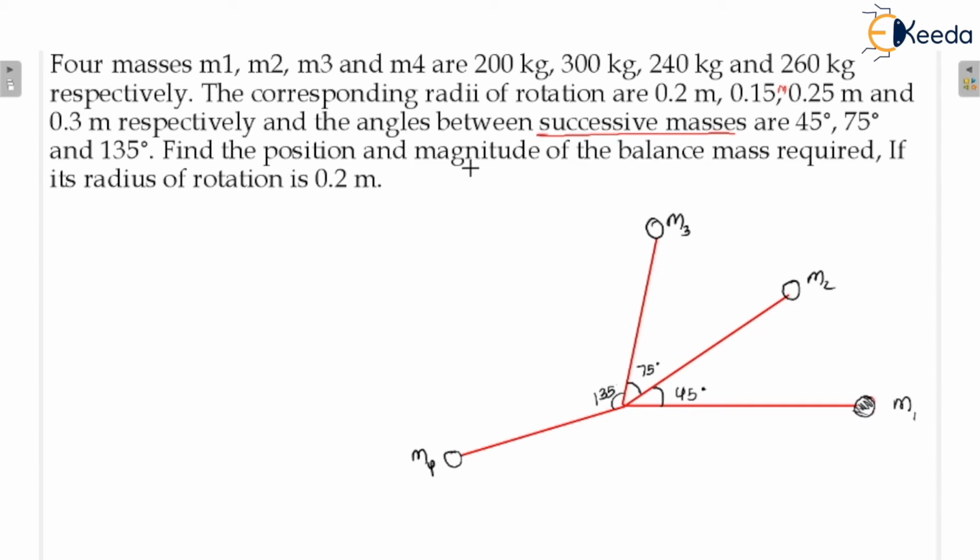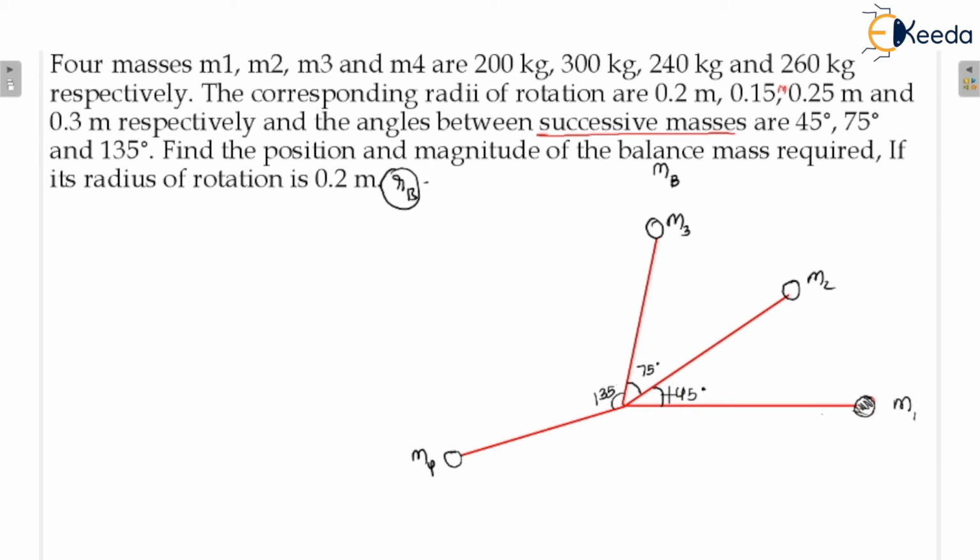Now we need to find out the position and the magnitude of the balanced mass, if the radius of rotation RB is equal to 0.2. Generally, in the static balancing of rotating masses, we measure theta from the reference. And what is the reference here? This is the horizontal line, the position from where we measure the angle.